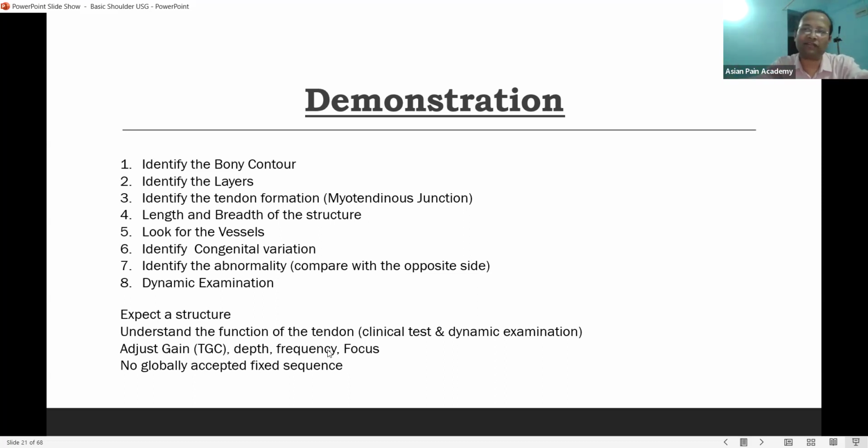Then comes frequency. Nowadays probes have multiple frequencies. When you are seeing a deep structure, go to a lower frequency. When you are seeing a superficial structure, go for higher frequencies. And focus, you have to manage it, you have to target it at the same depth.